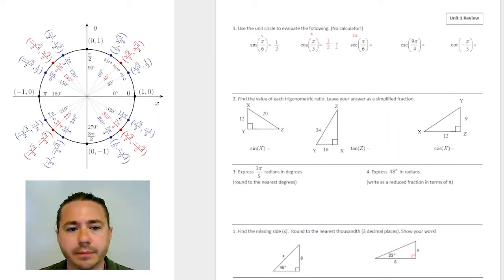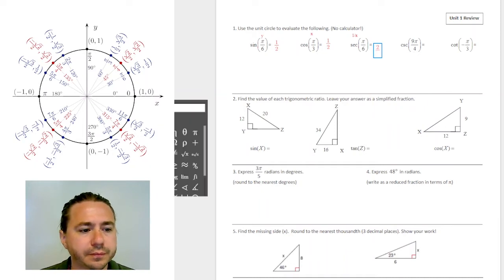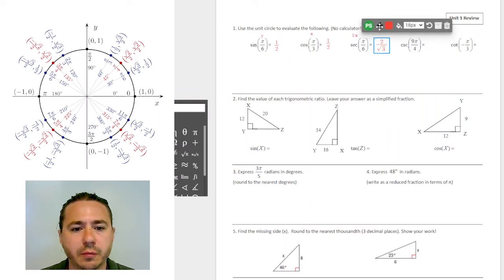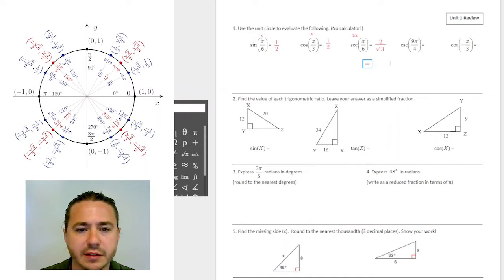So for the reciprocal, we could look at pi over 6. The x value is root 3 over 2. So the reciprocal of that would be 2 over root 3. Let's go ahead and put a square root of 3. Now we can't reduce that, but we can simplify that by rationalizing the denominator. I want you comfortable doing that.